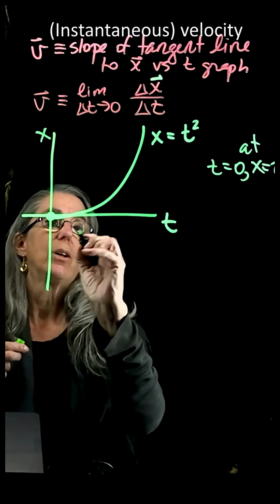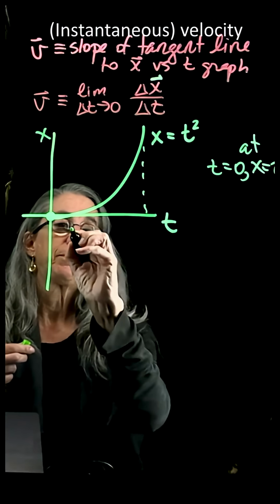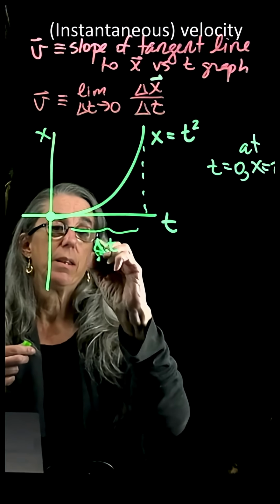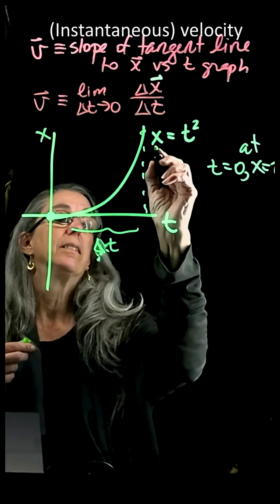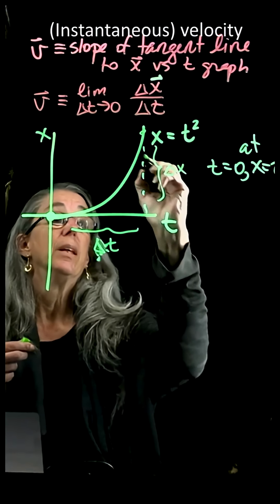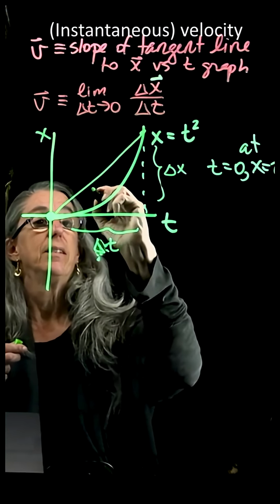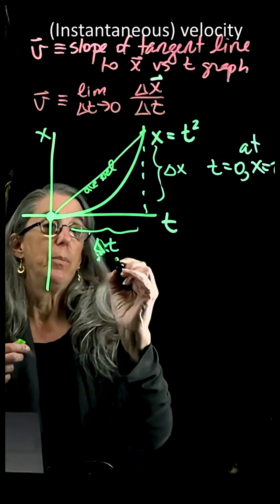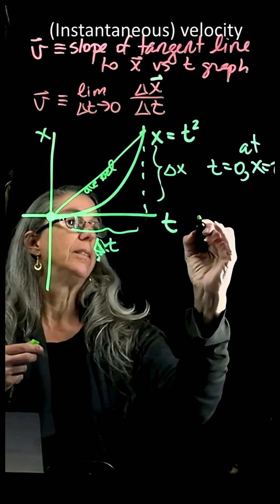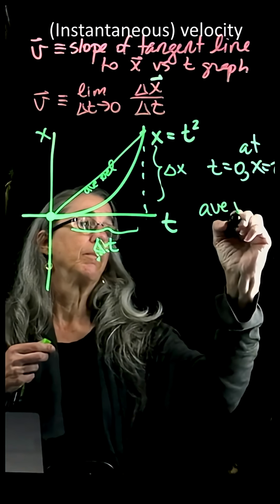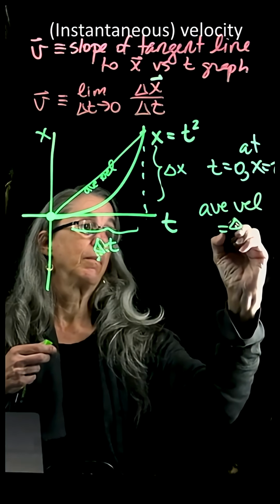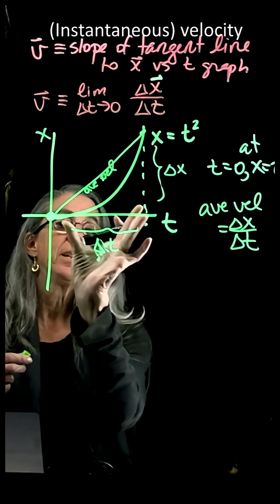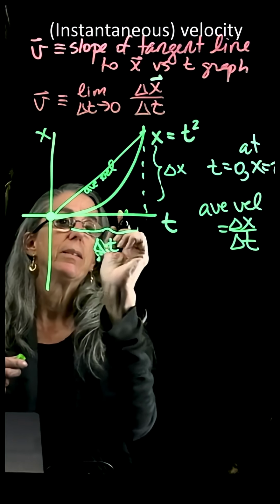If we pick a very large delta t to start with, that has a delta x that looks like this. The average velocity, so the slope of that line, would be delta x over delta t. That's true always.